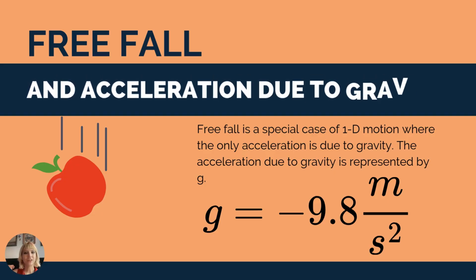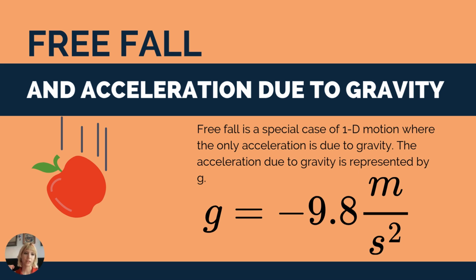Okay, free fall and acceleration due to gravity. Free fall is a special case of one-dimensional motion where the only acceleration is due to gravity. And the acceleration due to gravity is represented by little g, and we have little g is equal to negative 9.8 meters per second squared. So this is an acceleration, and a cool fact is that everything in free fall is accelerating at the same rate.